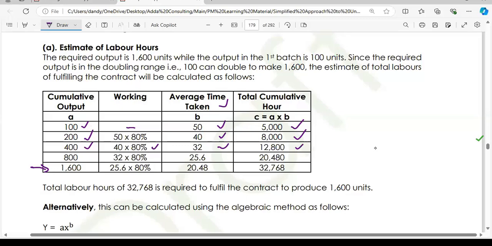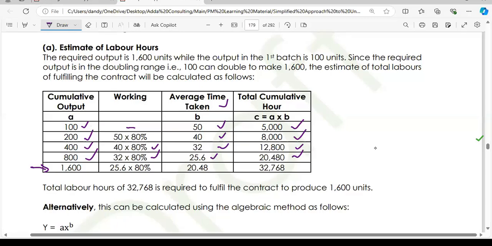We are here to get to the destination. I can double 400 to 800. So the average time taken to produce 400 is 32. This 32 will fall by 20%. So I will apply 80% on 32. That's what produced 25.6. 25.6 multiplied by 800 will give us 20,480.